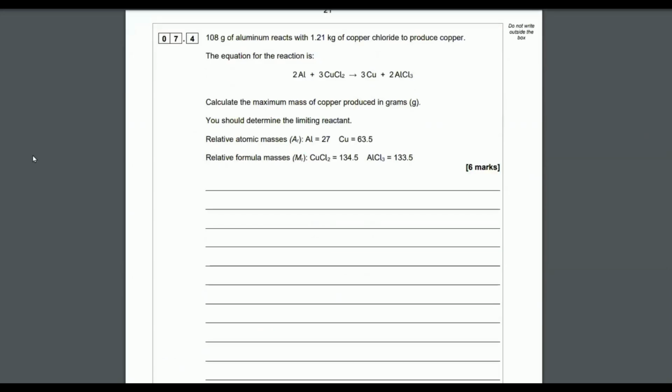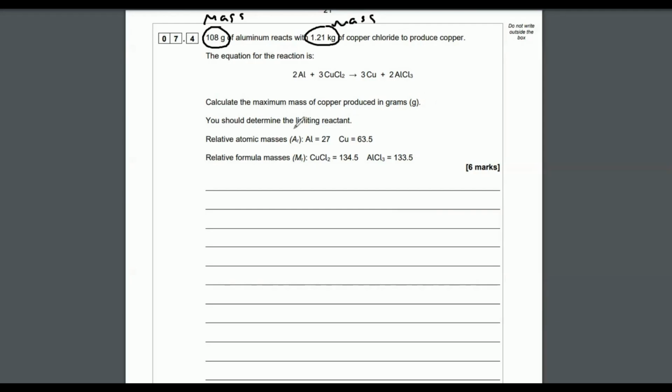I'm on to 7.4. We got our big fat calculation, 6 marks, lovely jubbly. 108 grams of aluminium. So immediately train yourself. When you're going through exams, you immediately in chemistry spot the data, you circle it, you write that's mass. Reacts with 1.2 kilograms of copper chloride, that is mass, to produce copper. The equation for the reaction is 2 to 3, 3 to 2. So we've got all the ratios that we need there. Calculate the maximum mass of copper produced in grams.